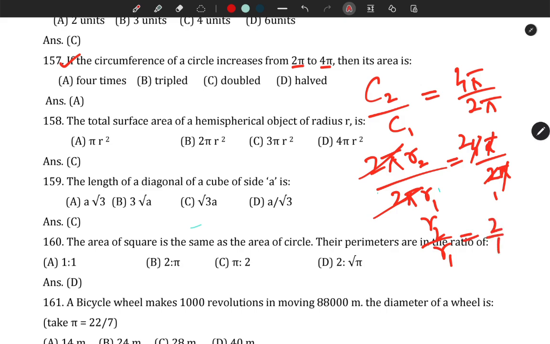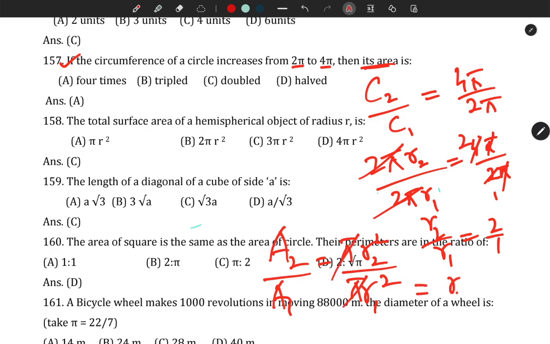Now we have to find how much will be the increase in area. So new area divided by the original area will be, we know formula is pi r square, so new radius r2 square, pi r square, r1 square, pi will cancel, so we're left with r2 by r1 whole thing square, which is 2 by 1 whole thing square, 2 square will be 4 by 1, so it means the new area is 4 times the original area, so it will be 4 times.